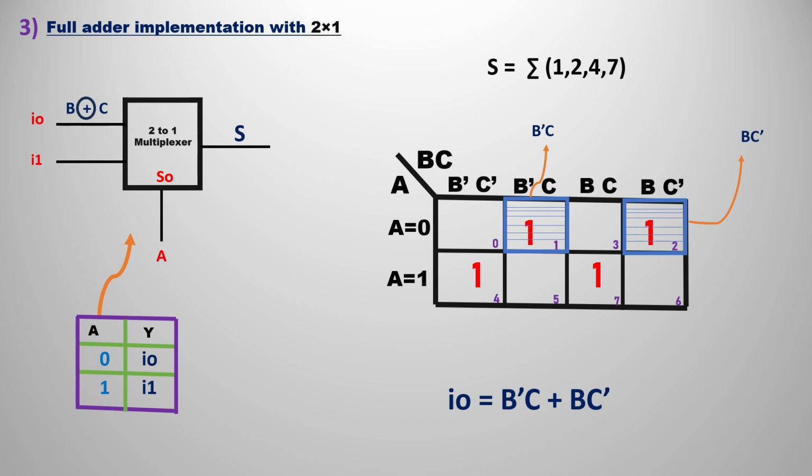If you consider the A row in the K map, we have two ones. Two ones can be grouped like that. The first group is B bar C, the second one is B C bar. We can simply add both of them, so the output would be I naught as B bar C plus B C bar. That is simply B XOR C.